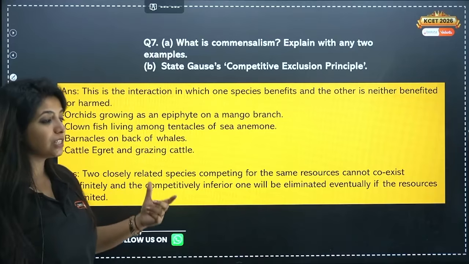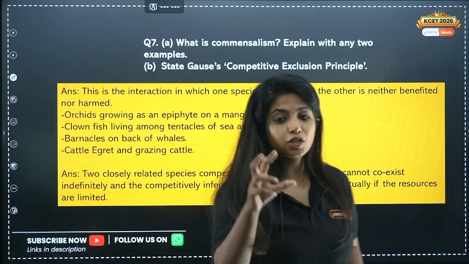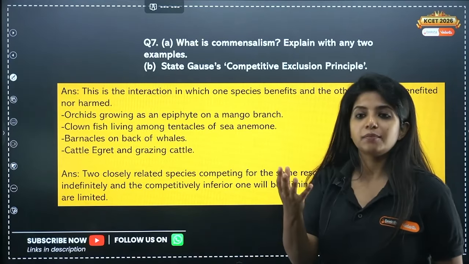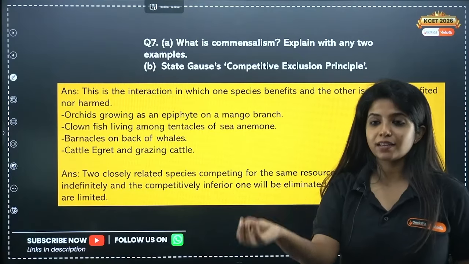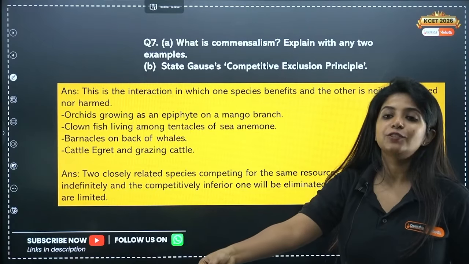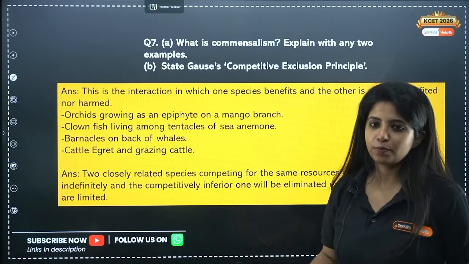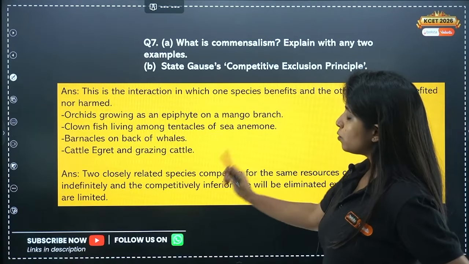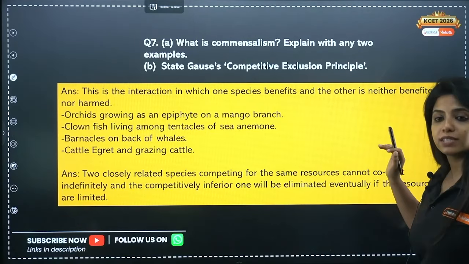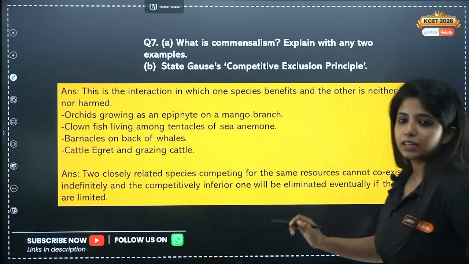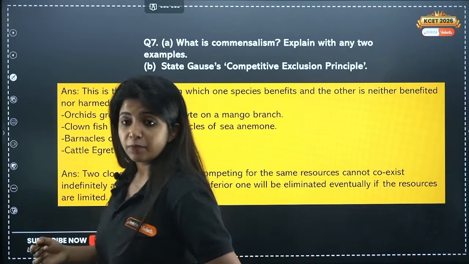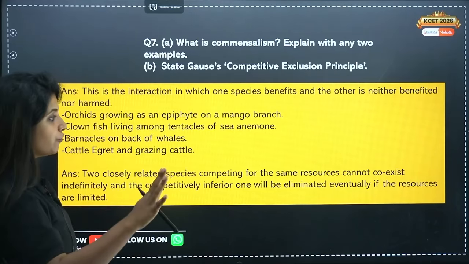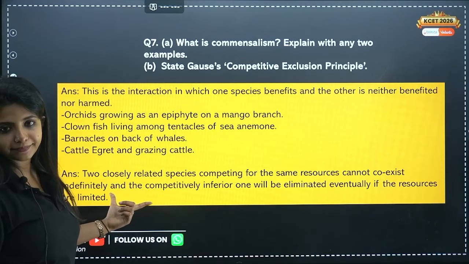Cattle egret and the grazing cattle. When the cattle moves around, it makes sure that whatever insects are there in the grass move up, and the cattle egret feeds on them. So it's a plus-0 relationship again. Now state Gause's competitive exclusion principle. It says that two closely related species competing for the same resources cannot exist indefinitely, and the competitively inferior one will eventually be eliminated if the resources are limited.